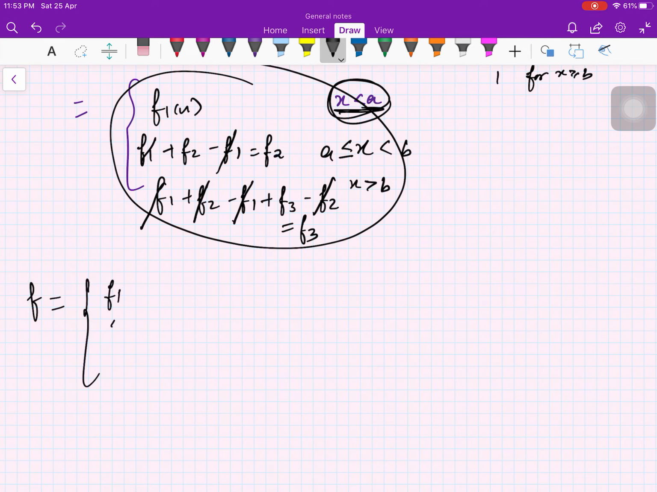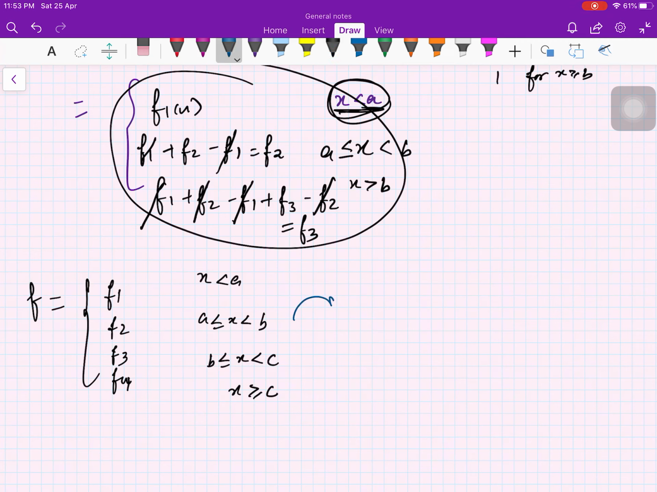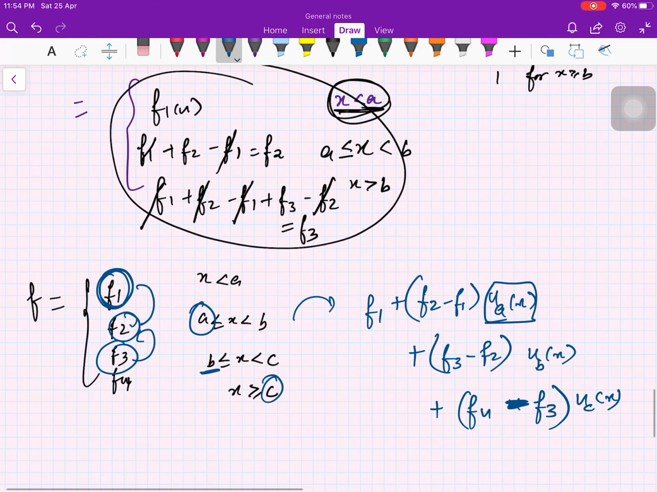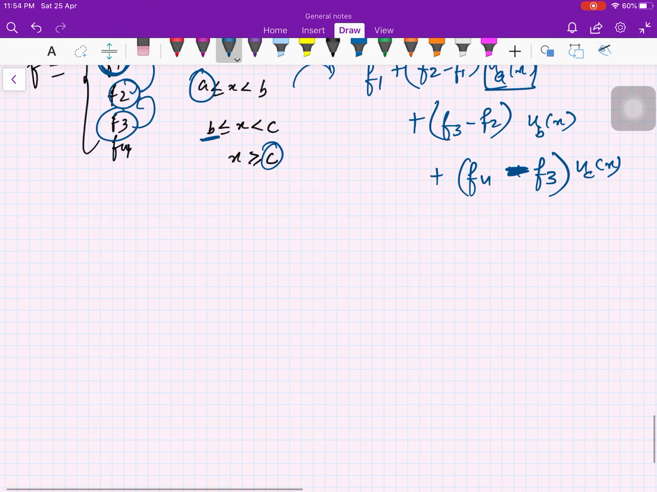Let me give one more example. If you have 4 values, f1, f2, f3, f4, for x less than a, a less than x less than b, b less than x less than c, and x greater than or equal to c, in that case you can write your function as f1 plus [f2 minus f1] into u_a, that point of discontinuity, this is your unit step function, plus then go for next [f3 minus f2] into the unit step function at the b point, plus [f4 minus f3] into the unit step function at the c point.